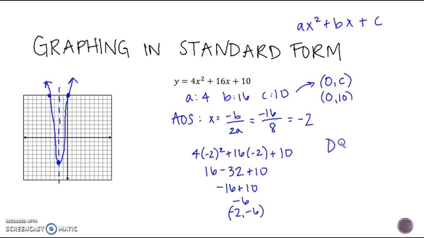Domain and range. The domain for every quadratic is all real numbers. The range always uses the y value of the vertex. So for this one, I don't have any y values out in the bottom. They do not start until negative 6, and then they go up forever. So my range is negative 6 to infinity with a bracket around the negative 6.